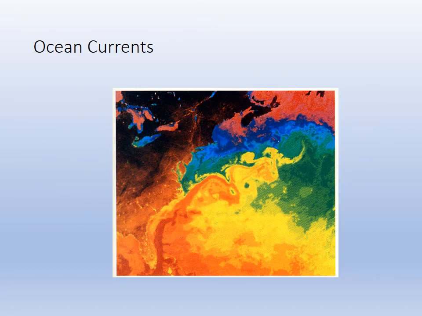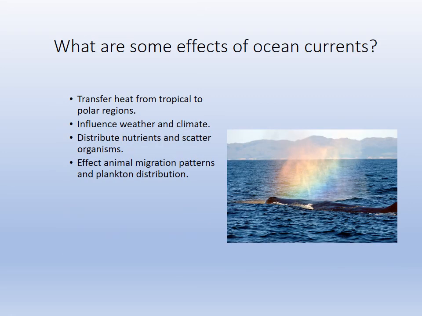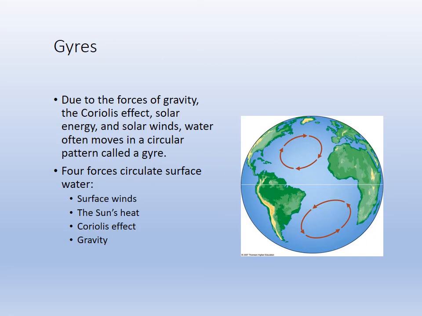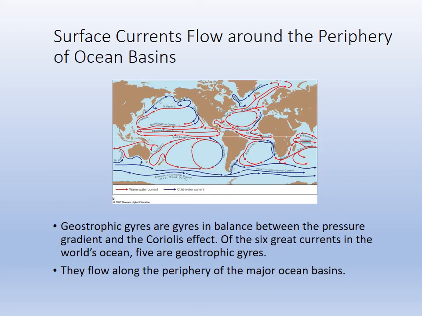Ocean currents are another factor of the ocean. That image right there shows the Gulf Stream and so the trade winds and the westerlies are what steer our surface currents. Surface currents, so they transfer heat, influence weather and climate, distribute nutrients, and affect animal migration. They form circular gyres in each ocean. You do need to know the North Atlantic gyre and the loop current that runs through the Gulf. So what you have is the Gulf.